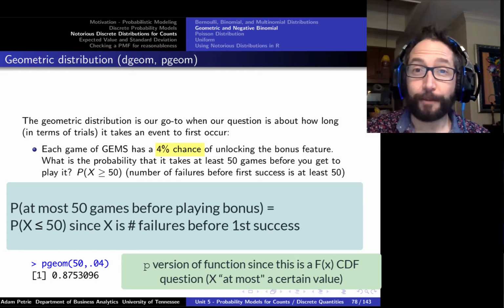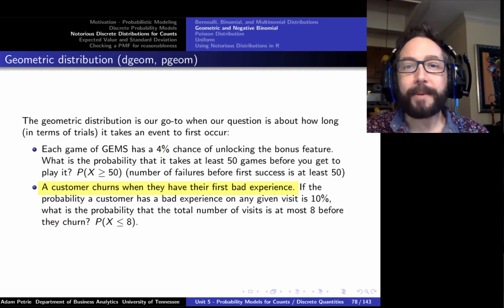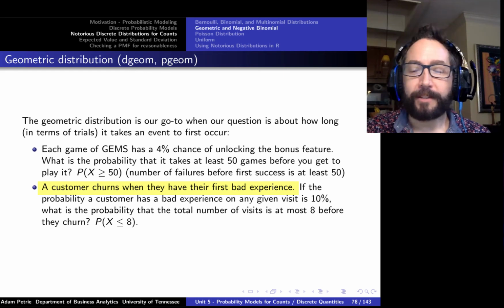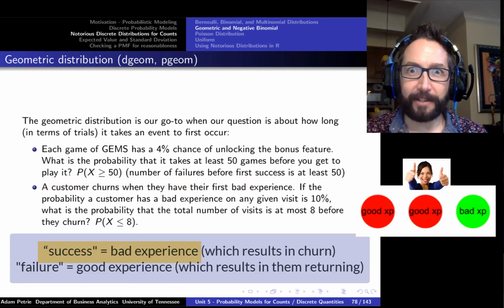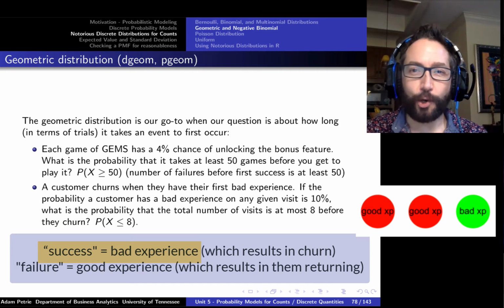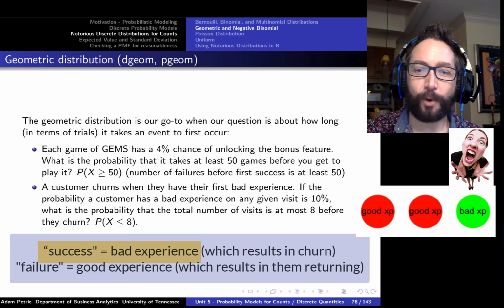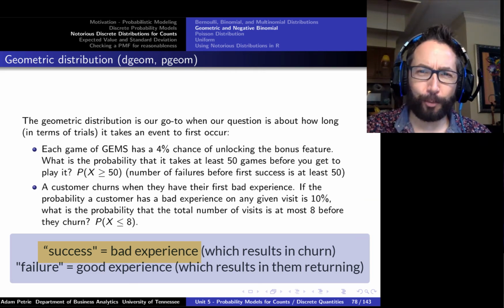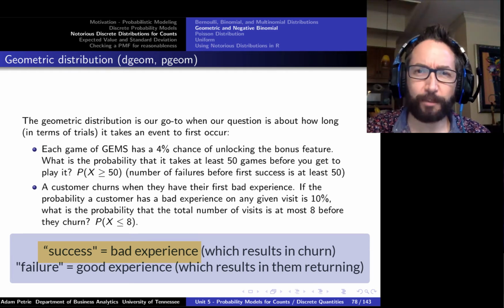It's actually very useful to use the geometric distribution when studying customer churn. Maybe a customer churns after their first bad experience at a store. So they show up, have a great experience, they end up coming back. They show up, they have another great experience, they end up coming back. They show up, terrible experience, they never show up again. So we can imagine that maybe the probability of having a bad experience, which we'll call a success, that's really our event of interest, kind of a weird way to think about it, but that's what we'll do.